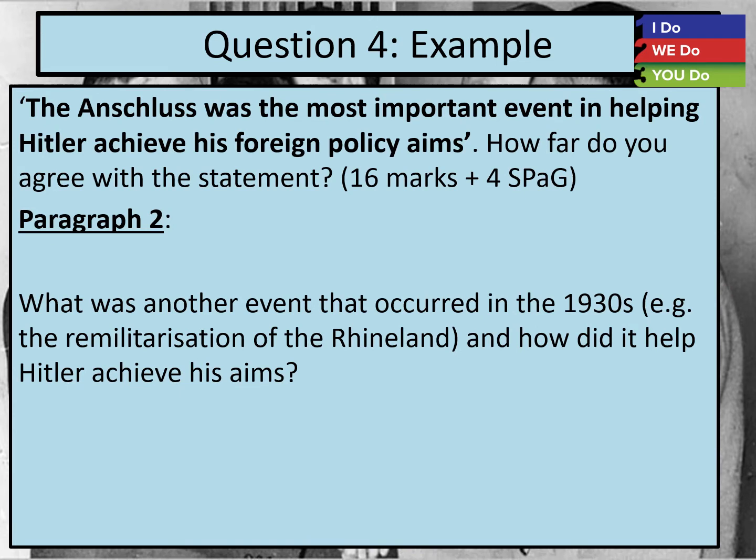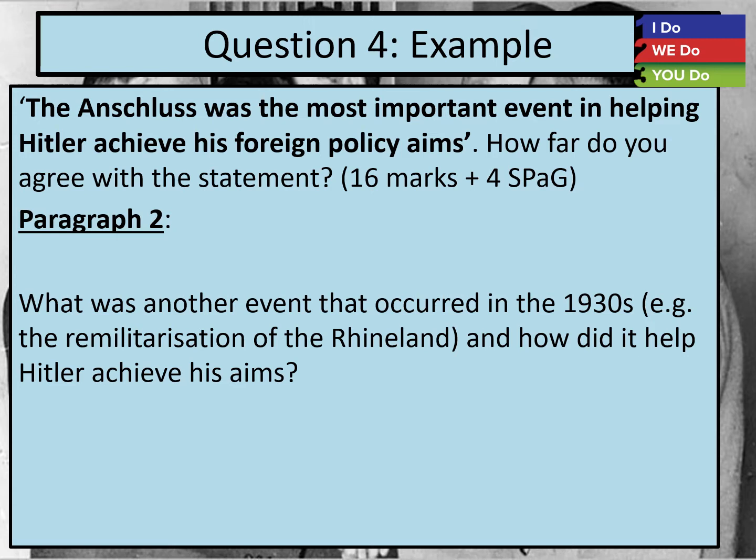What could our second paragraph be about then? I decided that I was going to do this one about the remilitarisation of the Rhineland, because if we're thinking about events that helped Hitler achieve his foreign policy aims, the Rhineland was one of the key turning points that really gave Hitler a huge amount of confidence. So what would you talk about in this paragraph?